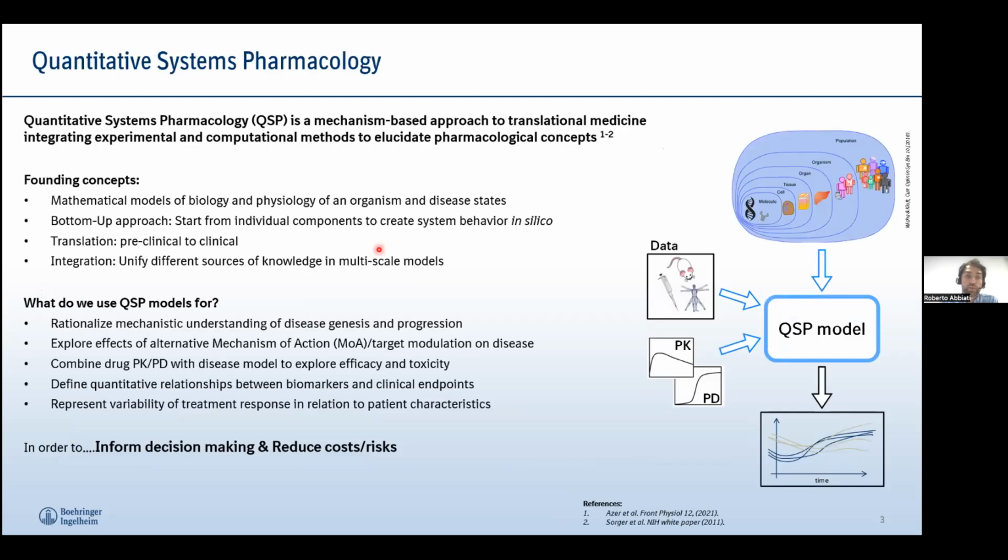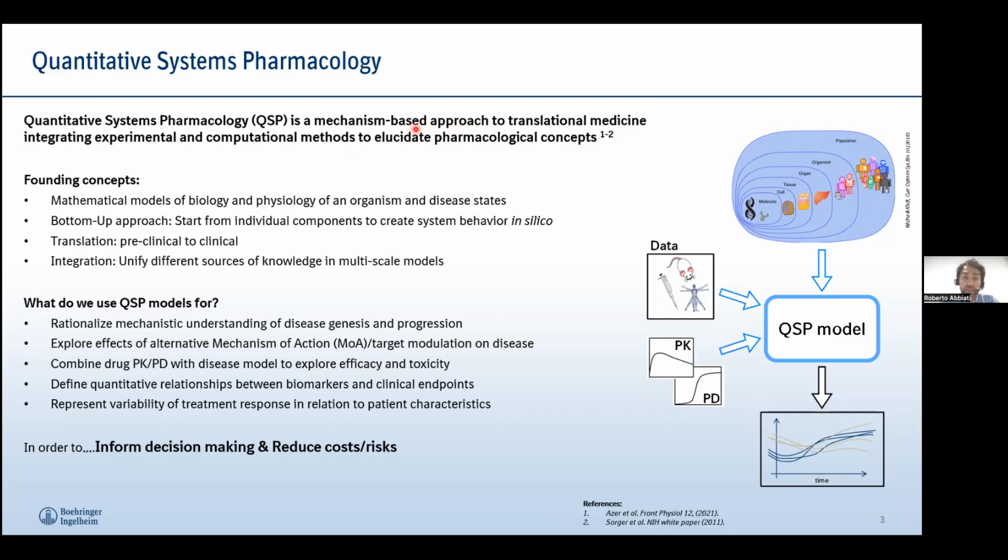And this brings me to the definition of quantitative system pharmacology. So this is a relatively young discipline. I think we could argue that the start could be traced back to 2011. There was an NIH white paper that was setting the stage for the application of quantitative system pharmacology in the pharmaceutical industry. In terms of definition, quantitative system pharmacology is a mechanism-based approach to translational medicine that integrates experimental and computational methods to elucidate pharmacological concepts.